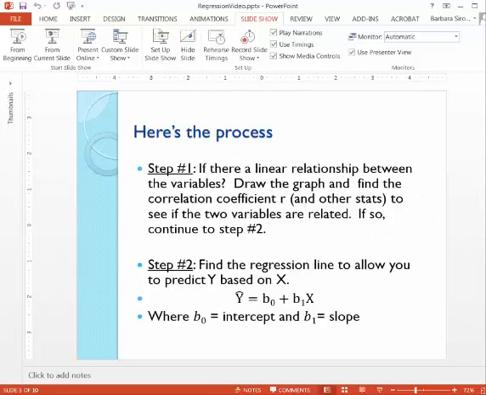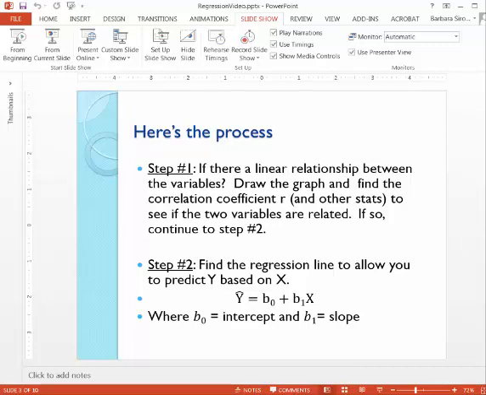So here's the basic process that I tend to use. It's a two-step process. First, I look to see, is there a linear relationship between the two variables? The way I determine that is by looking at a graph called a scatter diagram, and I look at statistics such as the correlation coefficient and coefficient of determination and some other things to see if they are related. If they are, then I can continue to step number 2, which is the predicting. If they're not related, then I stop and go do something else. But in step 2, I will find a regression line that will allow me to predict y based on x.